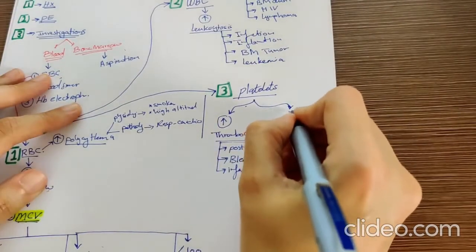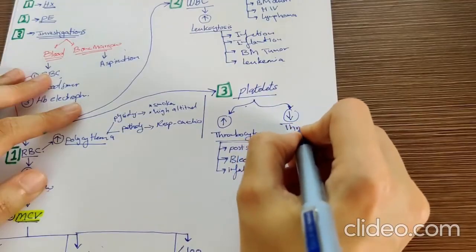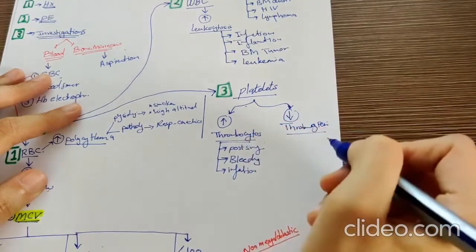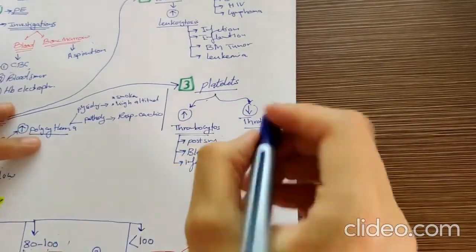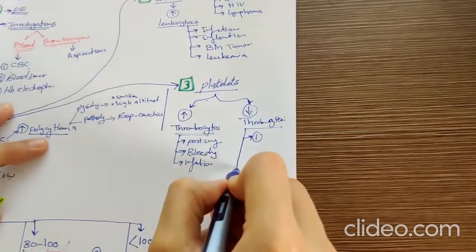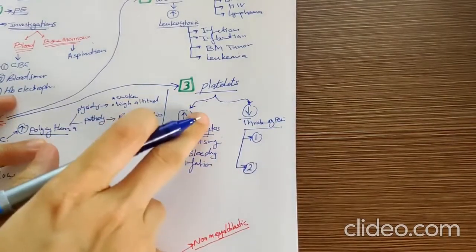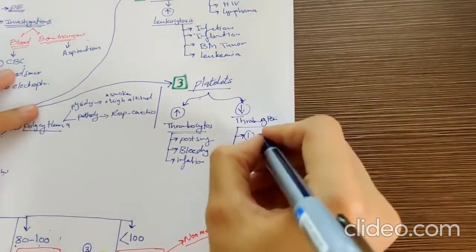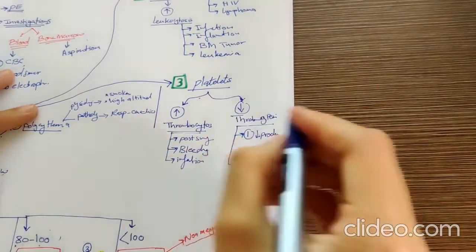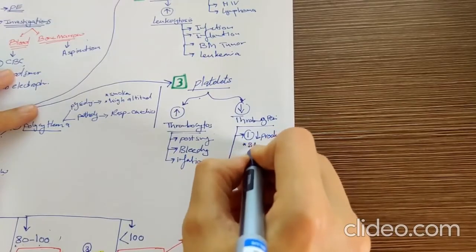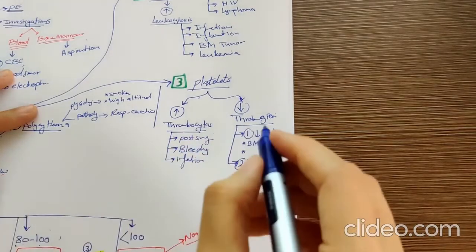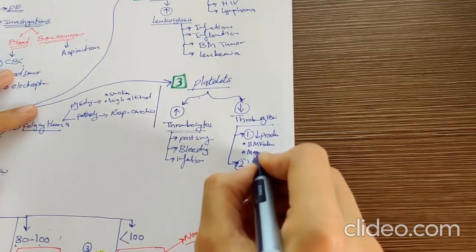Okay, and if it is low, it is thrombocytopenia. What are the causes of thrombocytopenia? We have 1, and we have 2. Okay, it can be because of decreased production. What is the cause of decreased production? We have bone marrow failure, or it can be because of megaloblastic anemia.